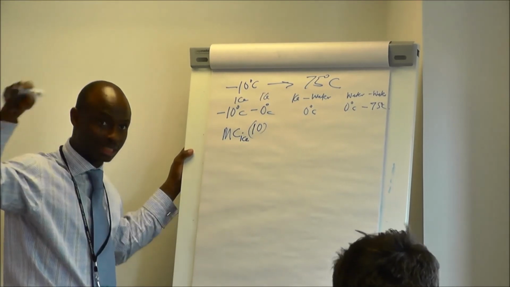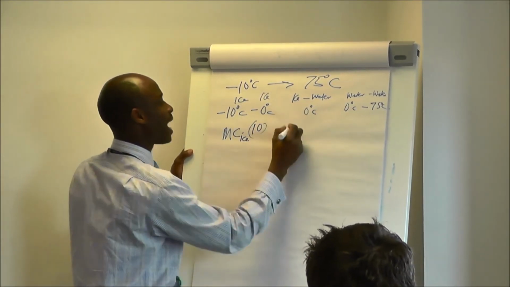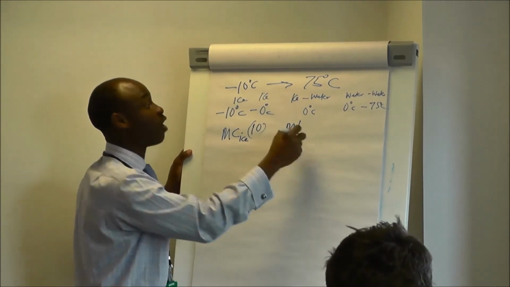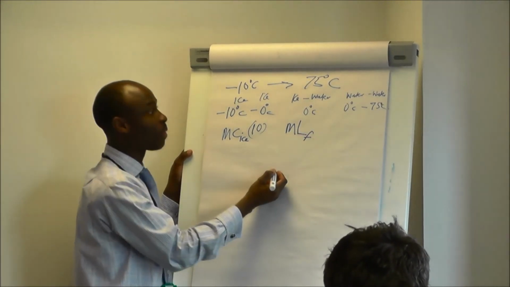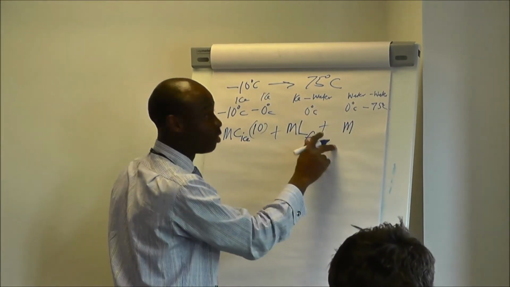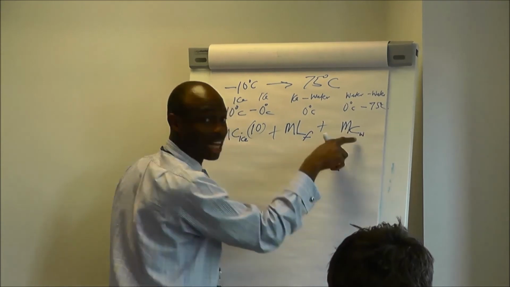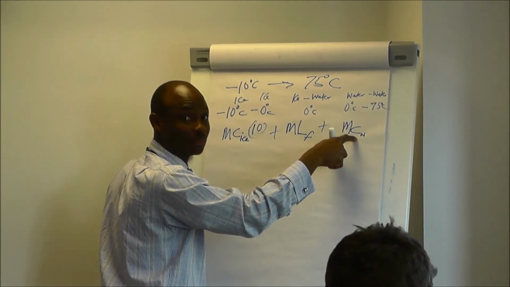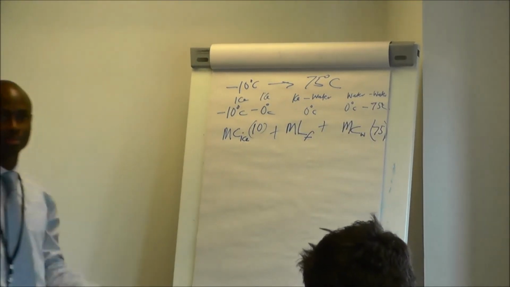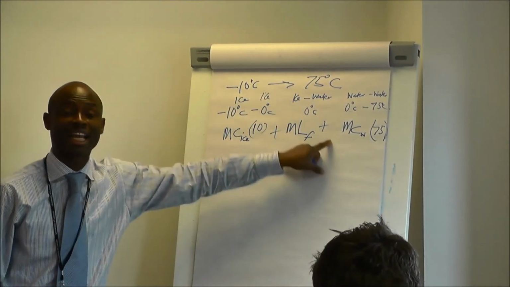Minus 10 is 10. So here is the mass of ice times the latent heat of fusion, plus the mass involved times the specific heat capacity of water. Now you're going to be using the specific heat capacity of water, times the temperature difference, which is 75. So this will be the total energy involved.